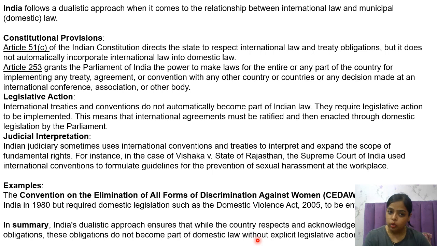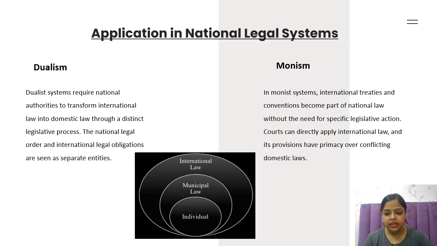So we know that India follows dualistic approach, and to have the international law in India, we need proper legislative process or action. Application in national legal system. So again, we will use the definition that we have for dualism and monism. So to understand this, we have this particular chart where the first is individual, and on individual applies the municipal law, then international law. But according to monism, these two are the same legal system, so they will be unified in a manner to apply over the individual. But this is not the case in dualism.